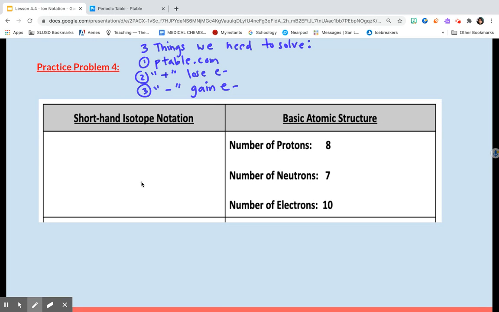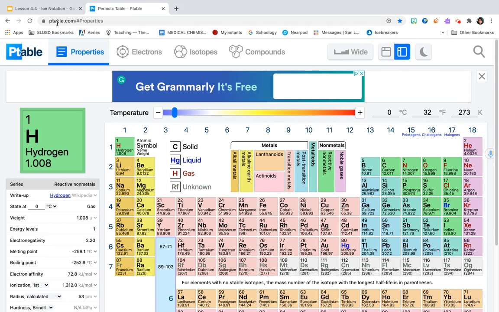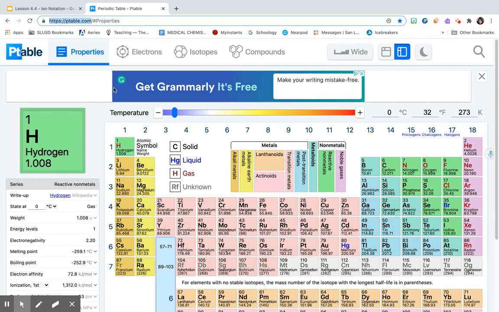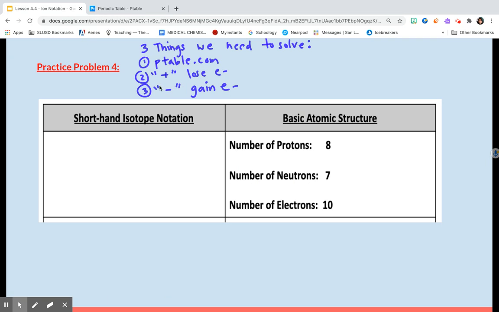So if I give you something like this, there are 3 things you need to remember. One, you need to use ptable.com. On a second tab on your computer, go ahead and open up ptable.com, and you just need to type in this part, and this should show up. The second thing you need to remember, and the third, is that plus means you're losing electrons, and a minus charge means you're gaining electrons.